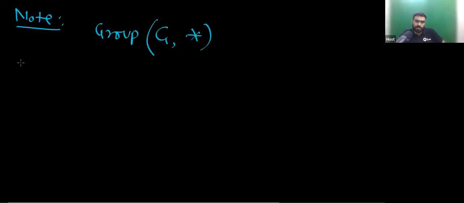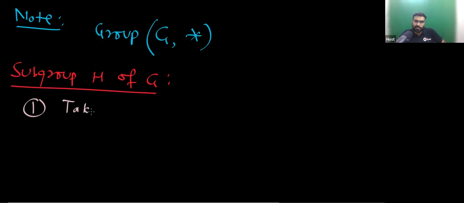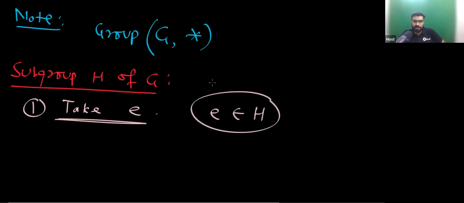This we have already seen: if you have a group G, star, then how to create a subgroup H of G? First you take the identity element. This is the first thing. Take the identity element means this must definitely belong to H.